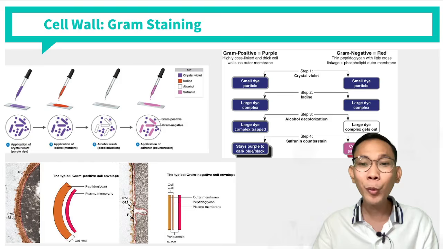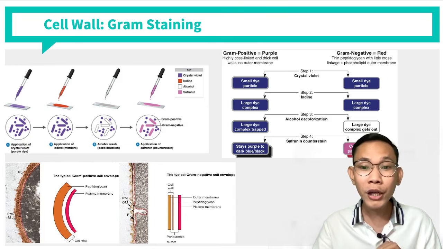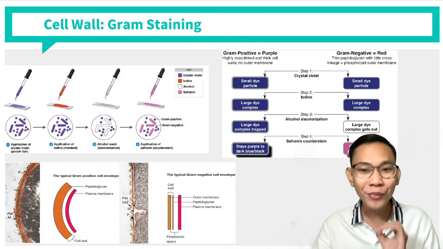Saan nagaling ang kulay na purple na to? Remember your crystal violet. Your crystal violet is a primary stain, so therefore a gram positive will maintain the color of your crystal violet, which is violet. Therefore the result is purple.